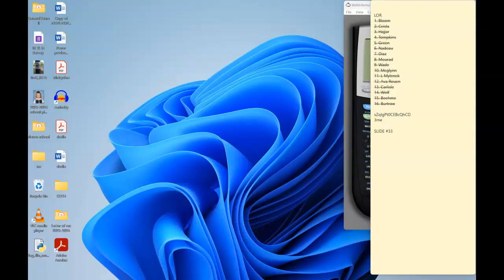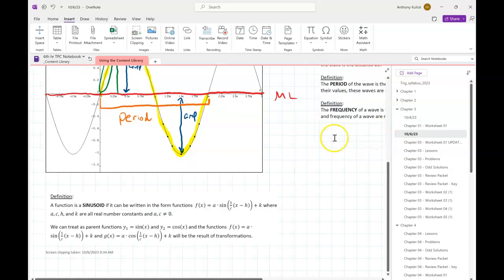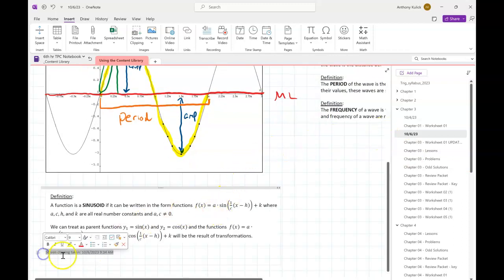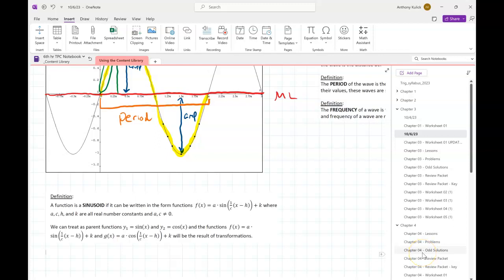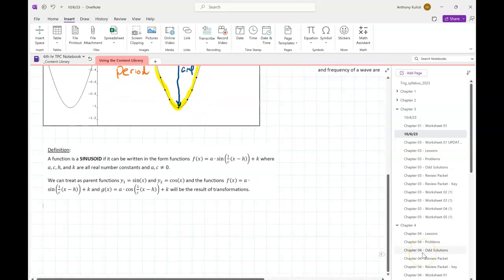So let's drop this in. So again, we say a function is a sinusoid if it can be written as f of x equals a times sine of 1 over c times x minus h, plus k, where a, c, h, and k are all real number constants, and a and c are not zero.